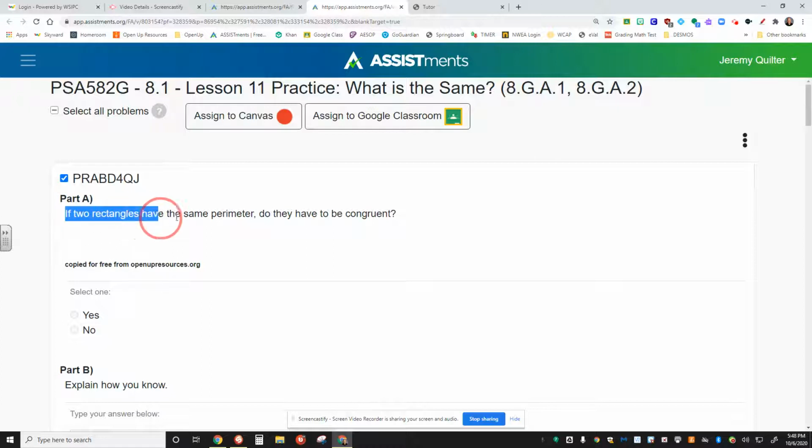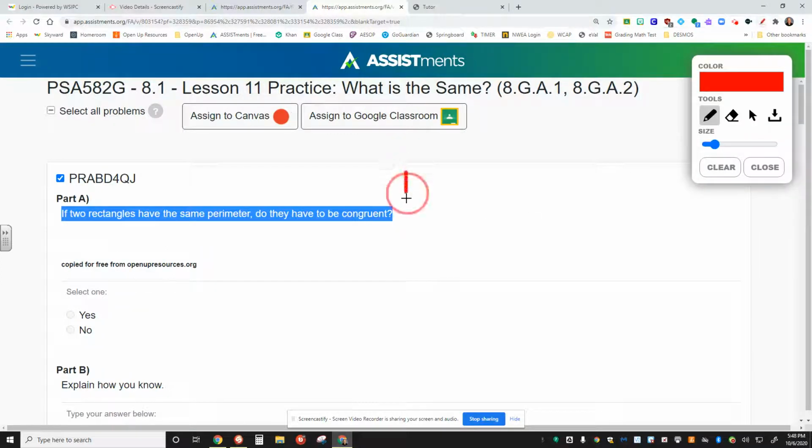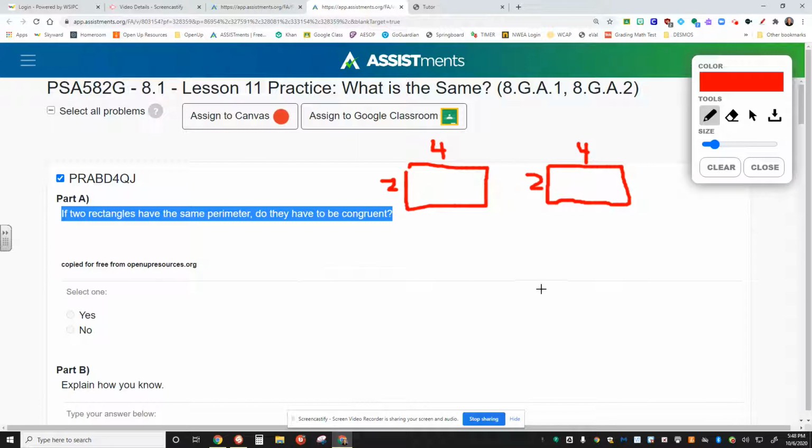First question that you have is, if two rectangles have the same perimeter, do they have to be congruent? You may find it helpful to use your page marking tool and just draw a quick picture. Let's say this one has a height of 2 and a width of 4. And if I draw another rectangle over here, because the question says if two rectangles have the same perimeter, then this one would have to be 4 and this one 2. Do they have to be congruent?